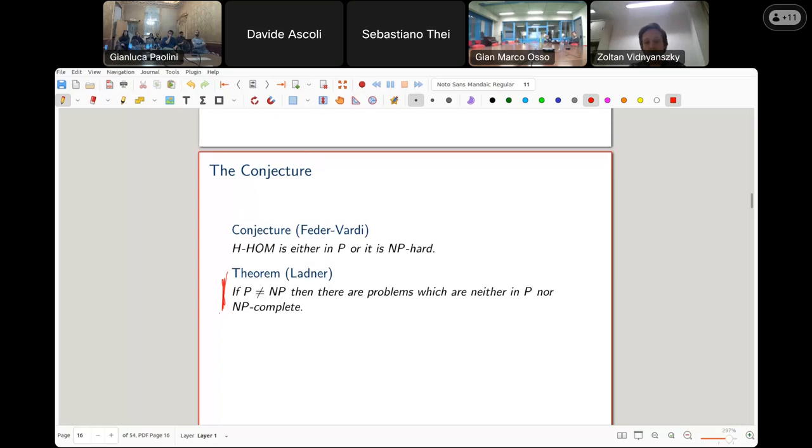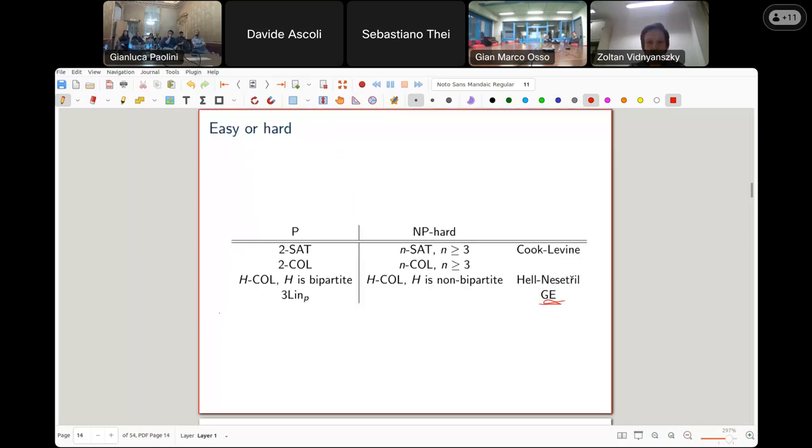But if we go back just here, we see this Hell and Nešetřil statement, and there is a very, very nice understanding of which are the hard problems and which are the easy problems here. There is a clear and easy characterization of those graphs for which the homomorphism problem is polynomial time solvable, and those for which it's very hard.